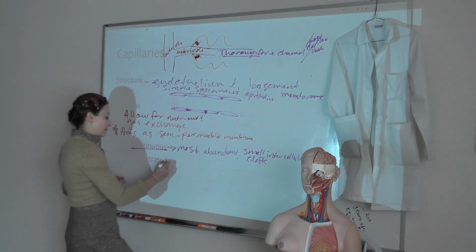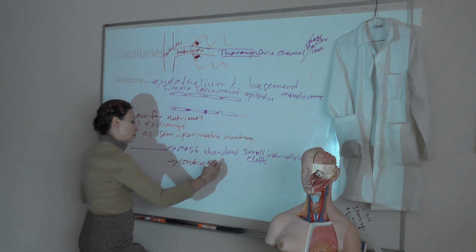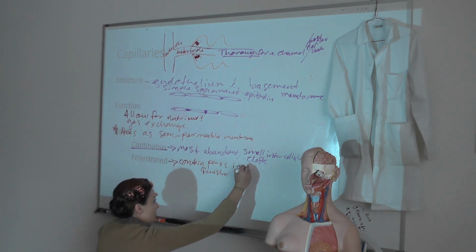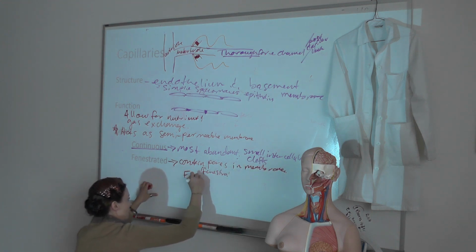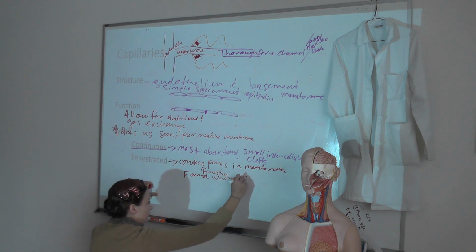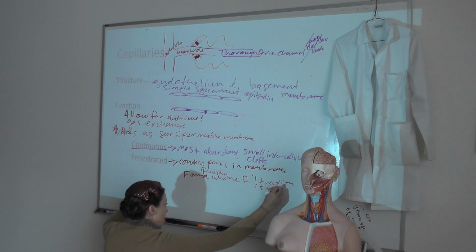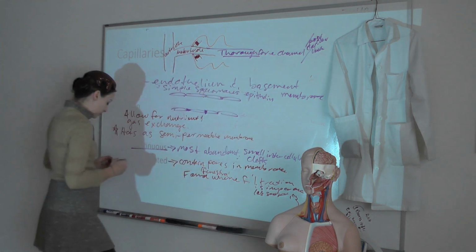So fenestrated capillaries contain pores, which are the fenestra, in their membranes, and we find these where filtration is important, or absorption. So like in the small intestine, absorption of nutrients, in the kidneys, filtration of blood.